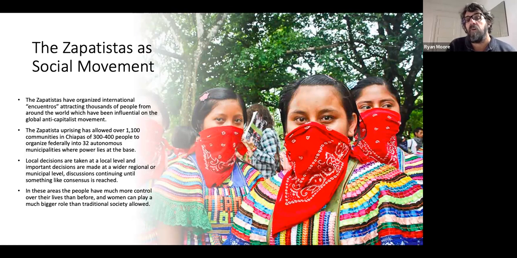So this is another important point about the Zapatistas: they try to implement consensus-based decision-making, as opposed to just majority rule. You try to work towards achieving a consensus within the local community decision-making process. In these areas, the people have much more control over their lives than before, and women can also play a much bigger role than traditional society allowed. So the Zapatistas have been not just this locus of resistance to NAFTA and international capitalism at large, but also a model for an alternative form of local democracy, local autonomy and participatory decision-making.